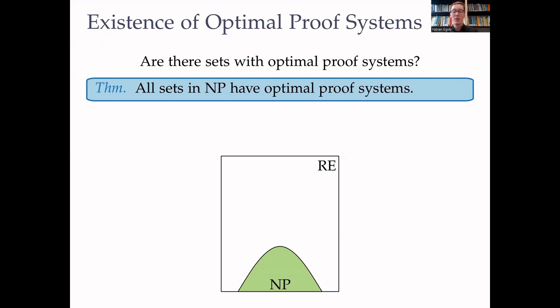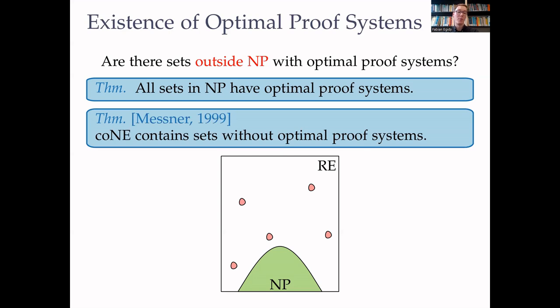And because of this, the better question to investigate is, are there sets outside NP with optimal proof systems? And this is one of the long-standing open questions in proof complexity. And here we do not know a single set with this property. But by a result of Messner, we know that there exist sets without optimal proof systems. And as a corollary of this, we know that Kolmogorov-random sets do not have optimal proof systems.